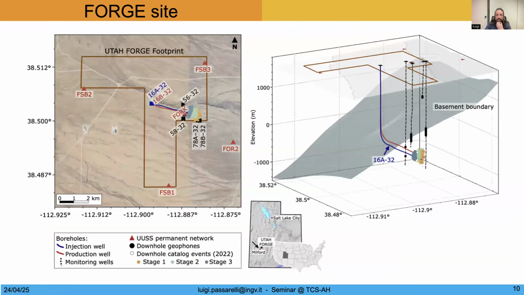And if you see the footprint of FORGE, it is this one. This is the injection well, and the seismicity that was stimulated or induced during the 2022 injection in 3 stages. It was April, and there were stages a week apart, lasting for a couple of hours. And in 3D, you can see that the stimulation occurred at the toe of the 16A32 well, which is here, and in 3 different intervals.